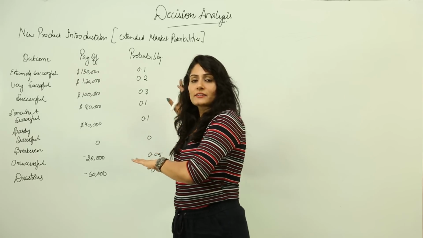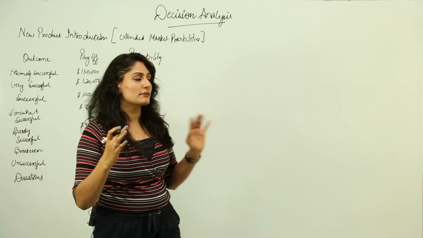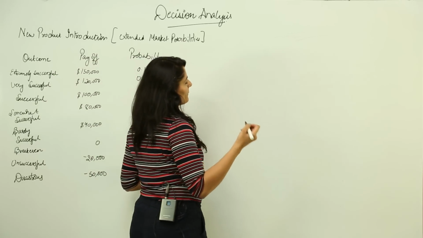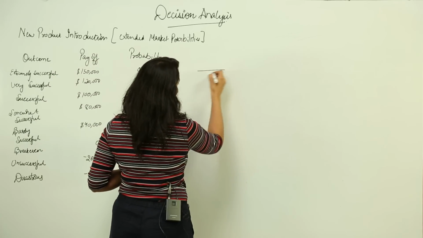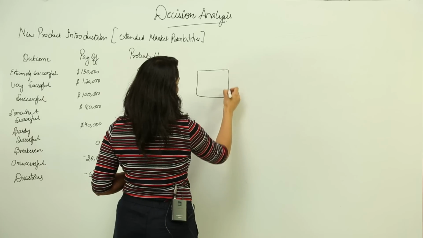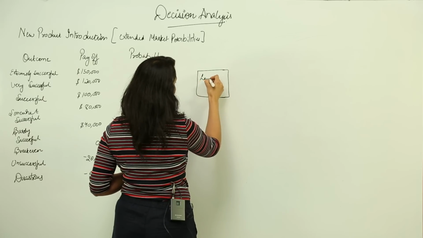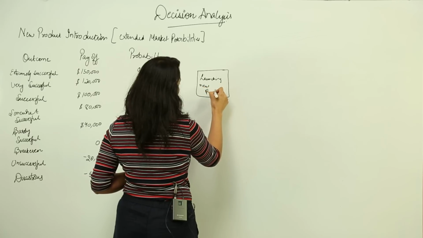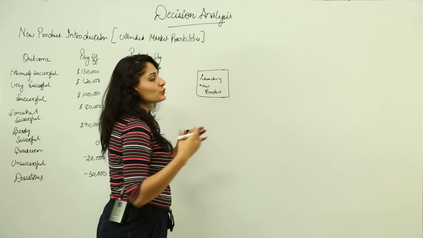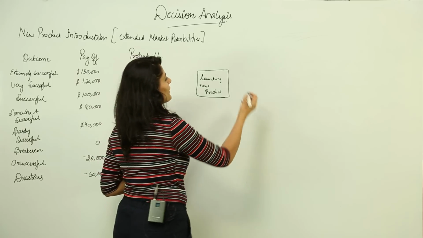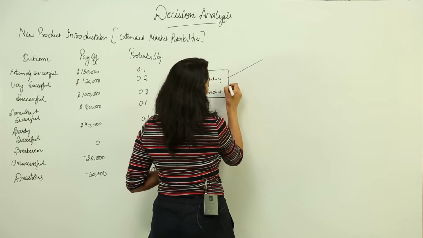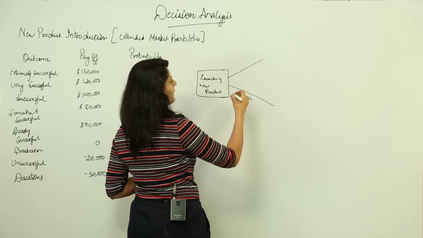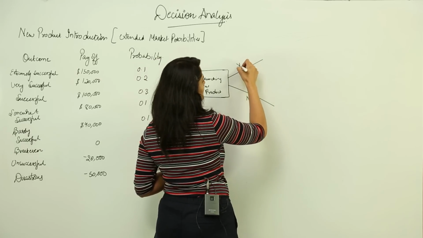Now if you have to make a decision tree, it would look the same as we did earlier, but it's just a bit complicated. So it's like this. This is my square, that is launching a new product. Now I have two decisions which I can take, whether I can go ahead or I can just drop it, right. So this case is no and this is yes.